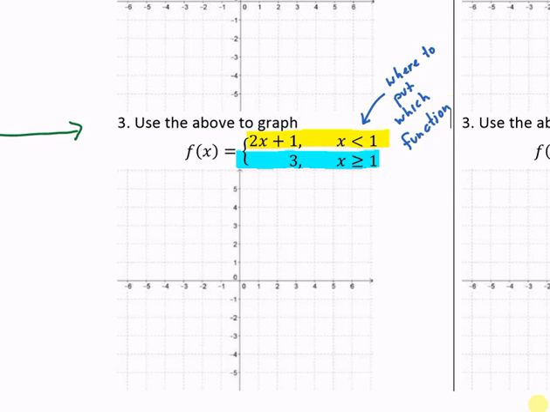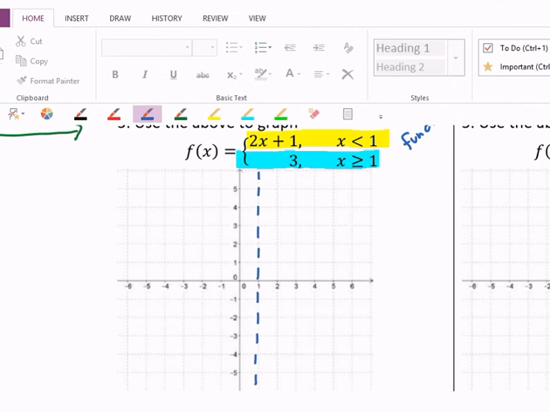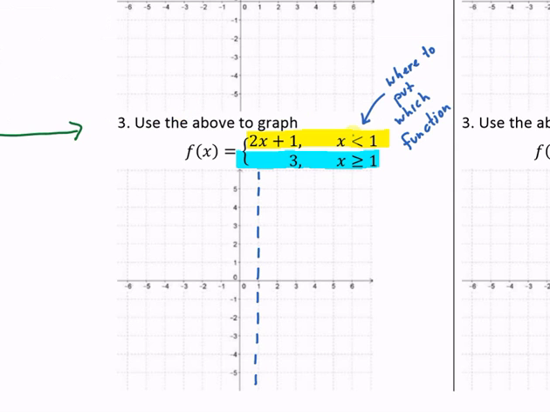So since it breaks at 1, it's for x less than 1 and x greater than or equal to 1, I'm going to put this dashed line at 1. This isn't actually part of the function, it's just to remind myself what I'm doing. So on the left side, where x is less than 1, I want to put this function 2x plus 1 that I graphed in green before. It just looks like this. Now I've hit my line, so I'm going to stop.